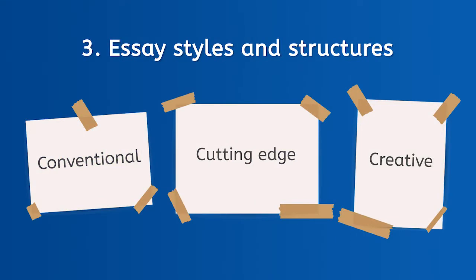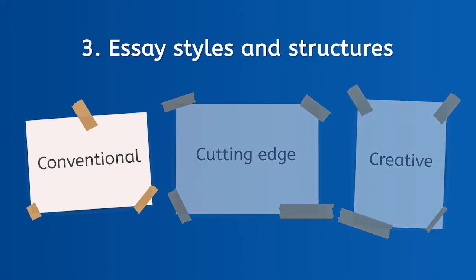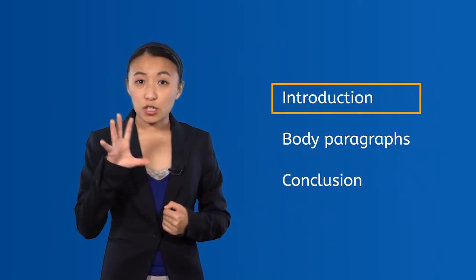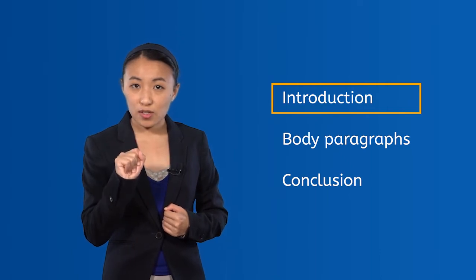And speaking of structures, let's take a look at essay styles and structures like conventional, cutting edge, and creative. Let's begin with the one we are probably most familiar with, conventional. A conventional college application essay follows a more traditional structure. Usually, it will start with an introduction paragraph. The first sentence will need to grab the reader's attention and interest.